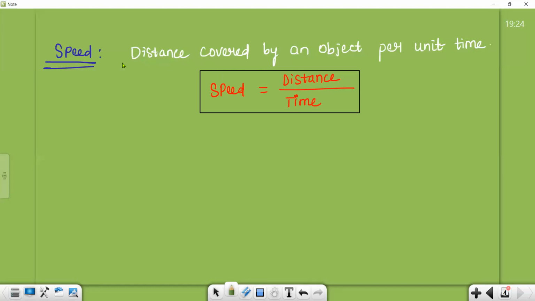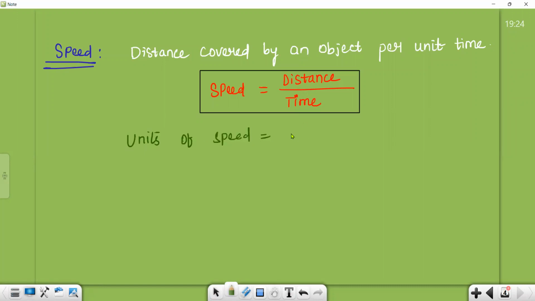So can we give this formula: speed is equal to distance by time, which is how much distance it traveled in a particular time? Yeah, ma'am, we can. Yes. So distance is measured in units. Which unit, students? Meter, ma'am. Yes. Distance is measured in meter or kilometer. Time is measured in second. So units of speed.